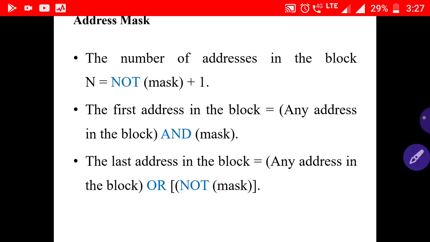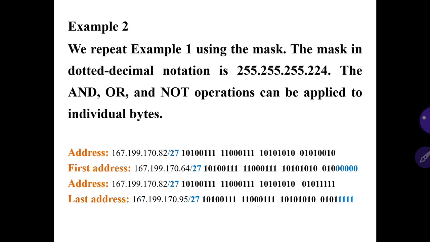The first address in the block: take any address in the block, given address AND with mask gives the first address in the block. Last address: any address given in the block OR with NOT of mask. Okay, that gives the last address. We will see the example.